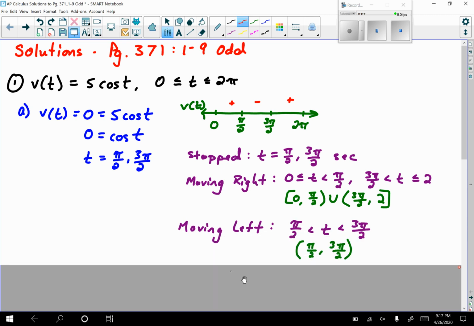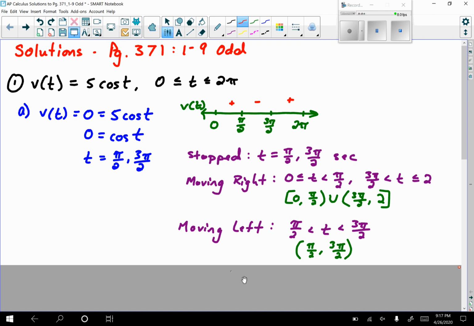So we can answer right away, sort of in a different order, that our particle is stopped when t is pi over 2, 3 pi over 2, really seconds, because at the very top it says v of t is the velocity in meters per second, so time is seconds. Even though for the moving right, moving left, I didn't write out seconds as the label here, you can indicate this either with inequalities or interval notation. After this problem, I just kept using interval notation. It was a little bit quicker to write.